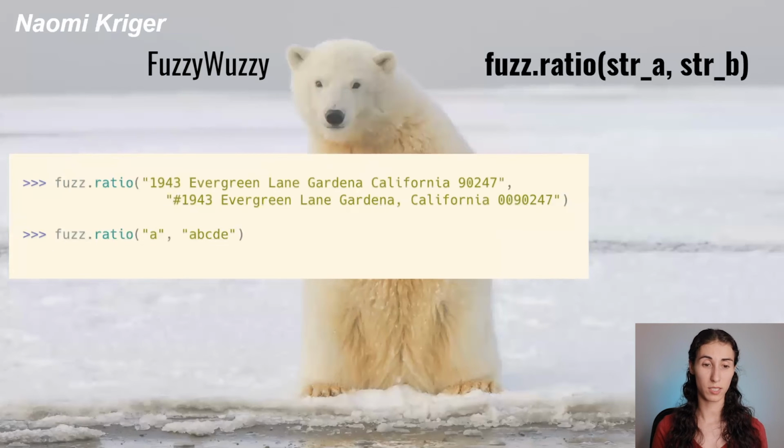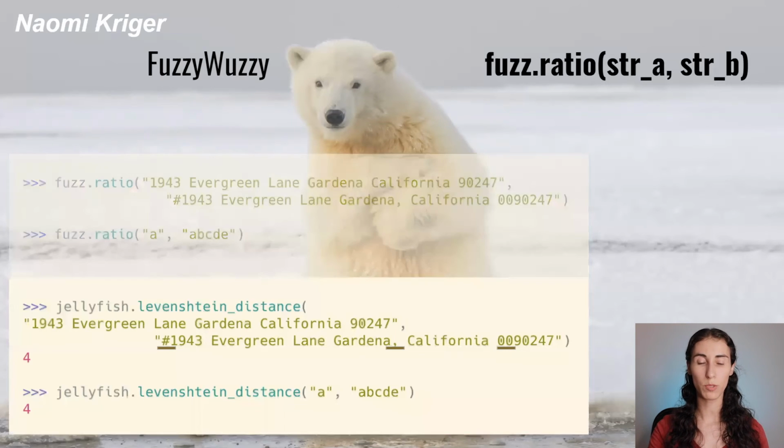Now, I want to discuss this example because I think it's a pretty interesting one. Here we can see 2 comparisons, where the first is for 2 addresses that are very similar to one another, let alone a few minor changes, and the second comparison is A versus A, B, C, D, E. Now, if we would be checking the distance score, we would see that the distance score for both comparisons is the same. It is 4.